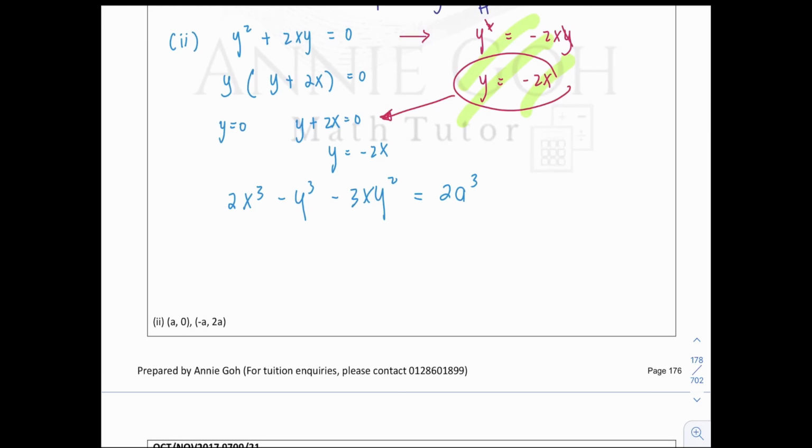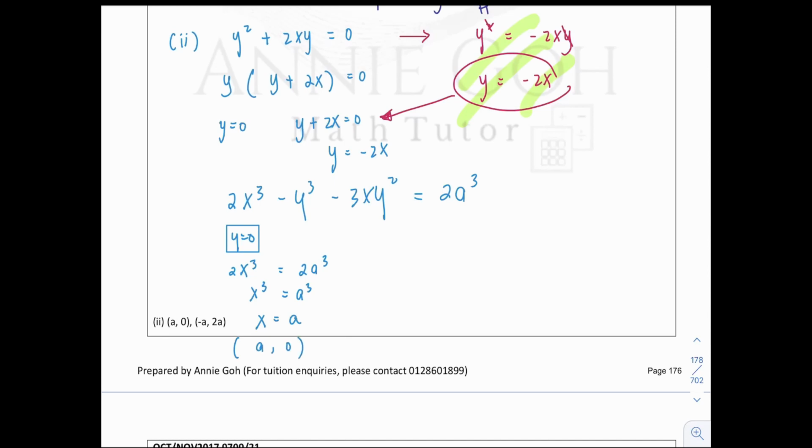And hence, when y equals to 0, we will have 2x cubed equals to 2a cubed. Therefore, x cubed equals to a cubed and x equals to a. Hence, the solution will be (a, 0).